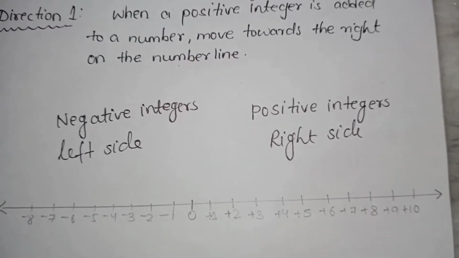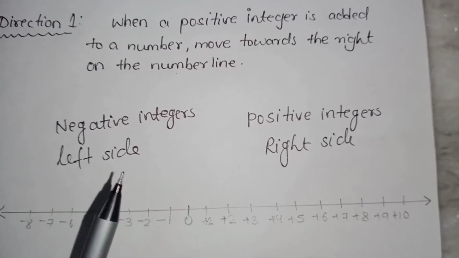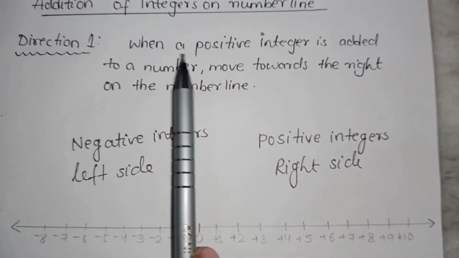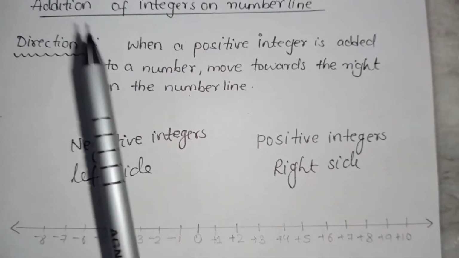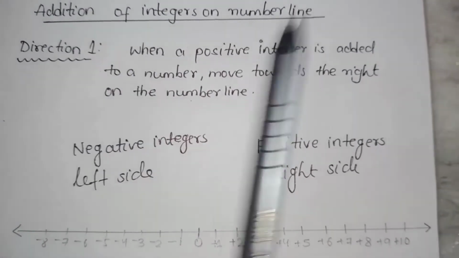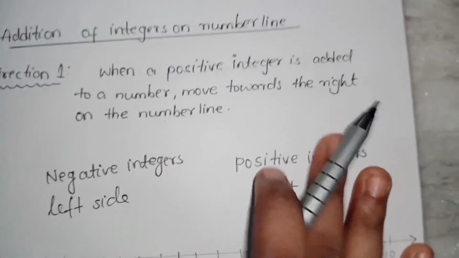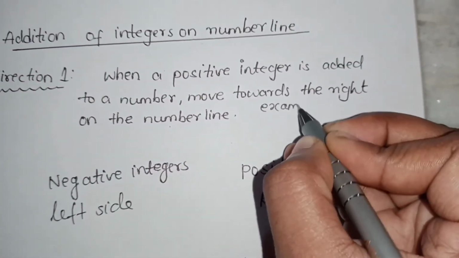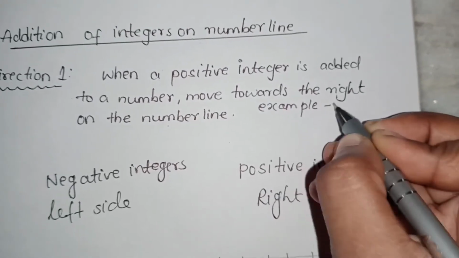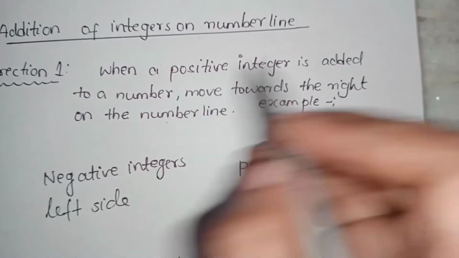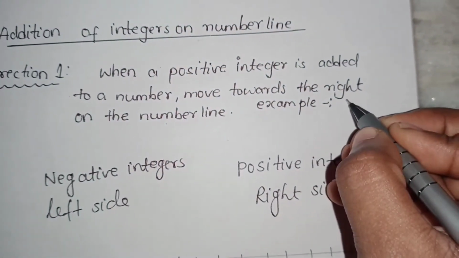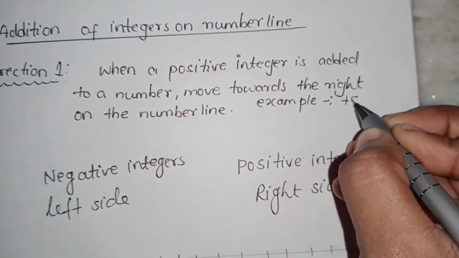Now how do we do addition of these integers on the number line? What is given here is: when a positive integer is added to a number. Let me give you one example. I am writing here, example. Take any number; I am taking here plus 5.